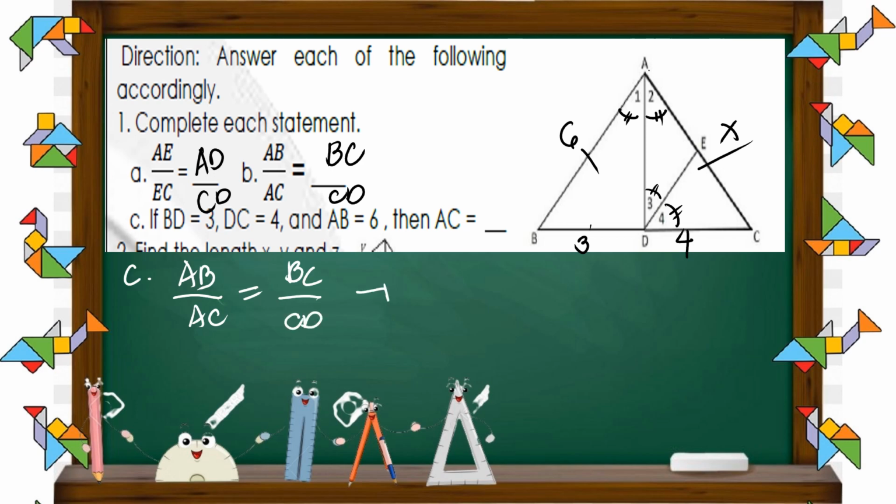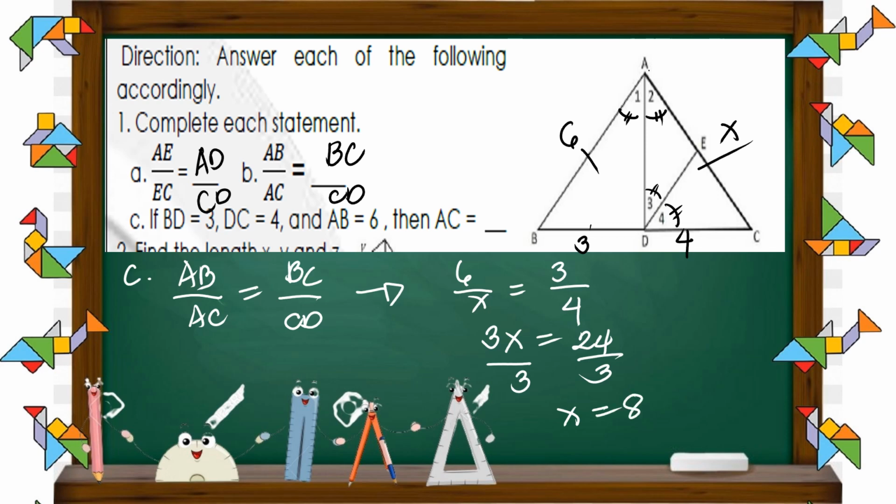So with our given, we're going to have your AB and your AC is unknown. Our BC is 3. Our CD is 4. By cross multiplication, we have 3x is equal to 24. Dividing both sides by 3, the value of x is 8. Okay? So let's proceed with question number 2.